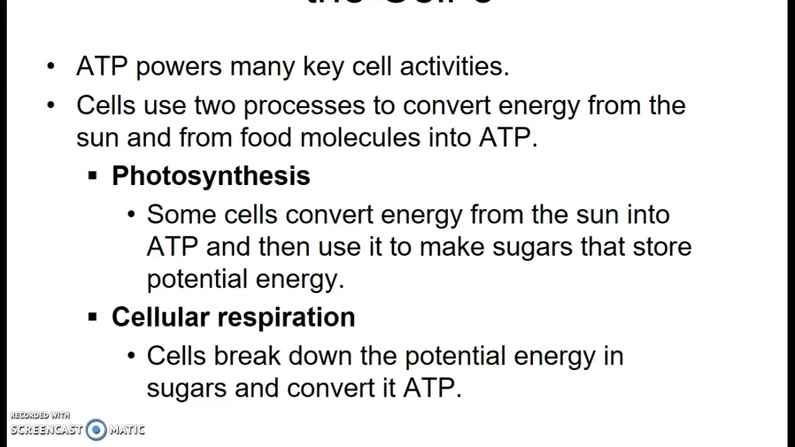The first one is photosynthesis, and that is where cells are able to convert the energy in sunlight to ATP and then use that in order to make sugars that store energy for the cell. And then cellular respiration is where cells are able to break down the energy in sugars and convert that into ATP for the cell to use to power its metabolism.